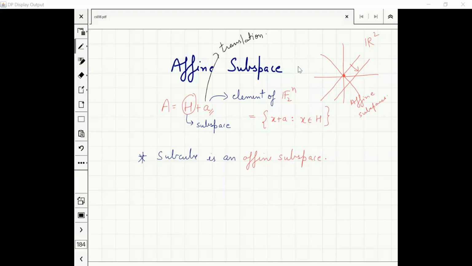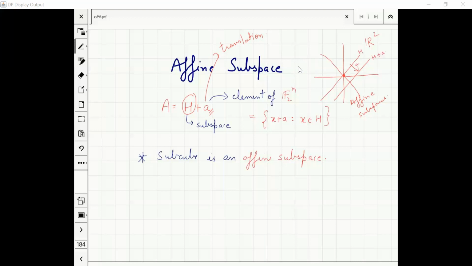I write it in the set notation like this, but that means I take any vector x in H and add a. The set of all such elements is the affine subspace, right? So in this case, this would be H plus a.